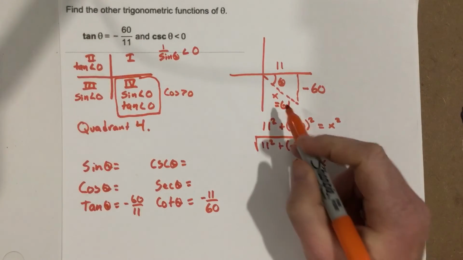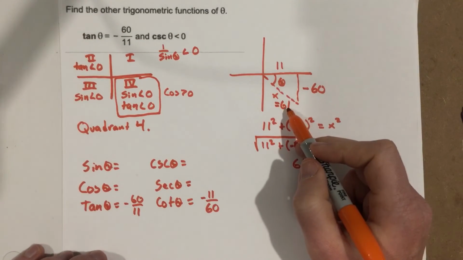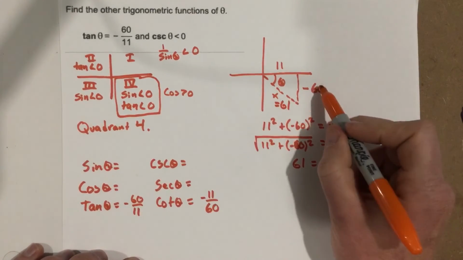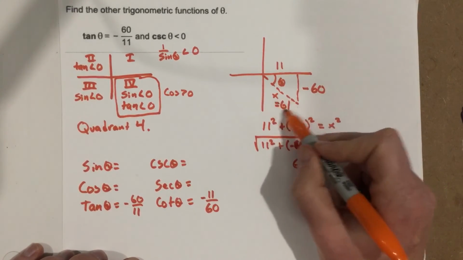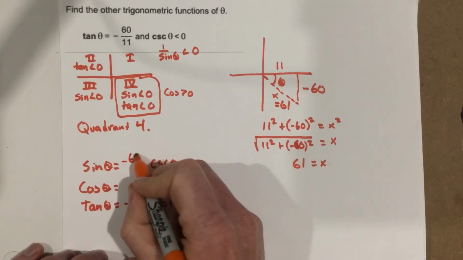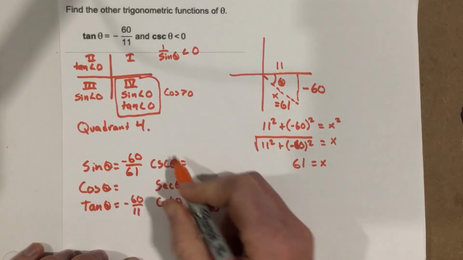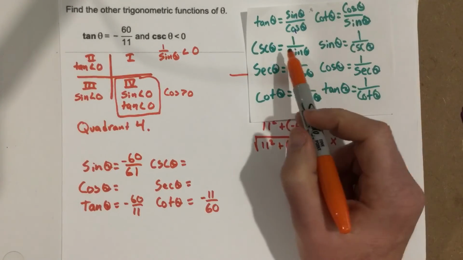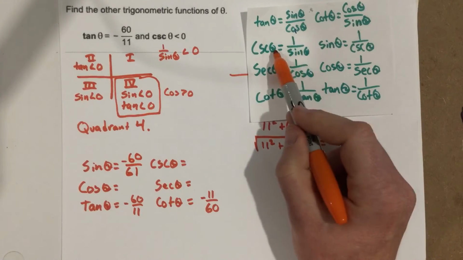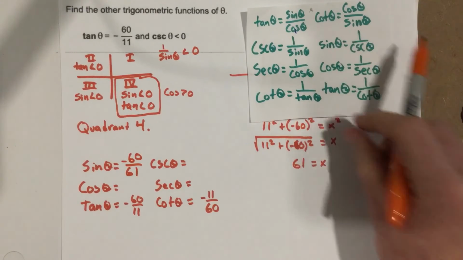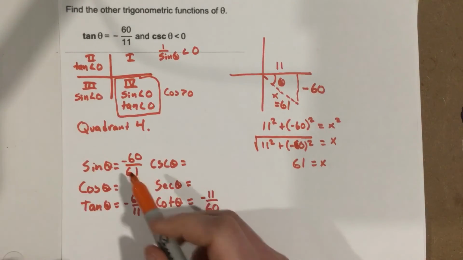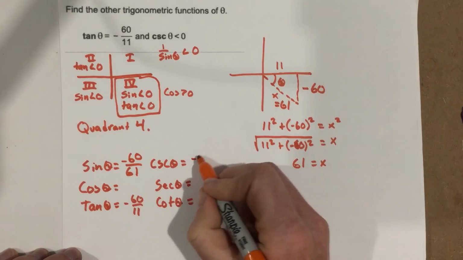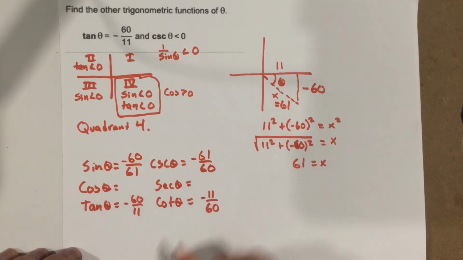Once I know that the hypotenuse is 61, all this other stuff is easy. Sine is opposite over hypotenuse: negative 60 over 61. Cosecant, if we look at those identities, cosecant and sine are reciprocals, right? Cosecant's 1 over sine, sine's 1 over cosecant. So that means that sine theta of negative 60 over 61 means cosecant is negative 61 over 60.